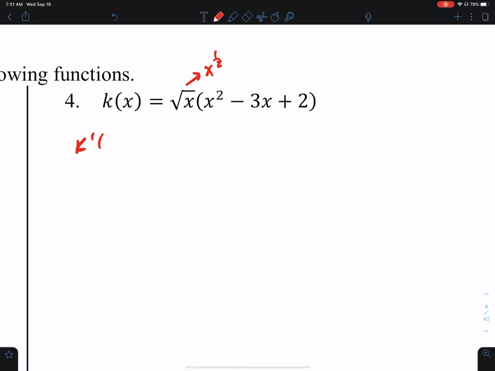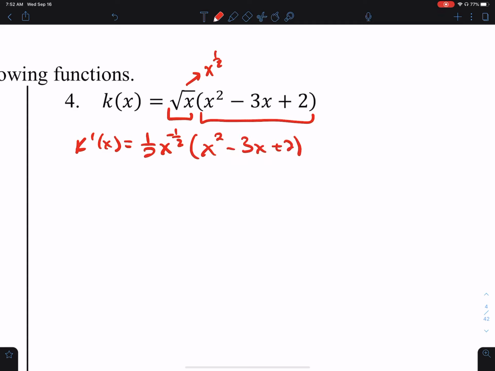So k prime of x, this is my first function, this is my second function. I'm going to take the derivative of x to the 1/2. That's going to be 1/2 x to the negative 1/2. Second function stays the same. I add to this, leave the first function alone, times the derivative of the second function, that's going to be 2x minus 3.